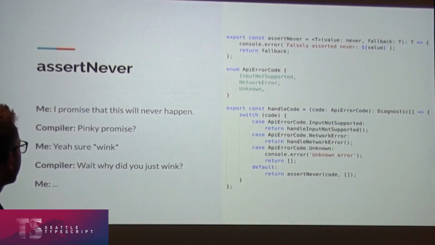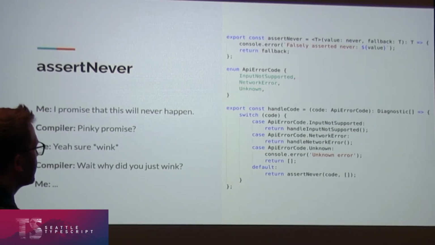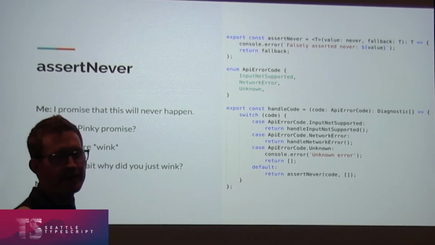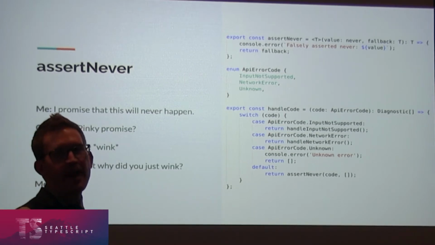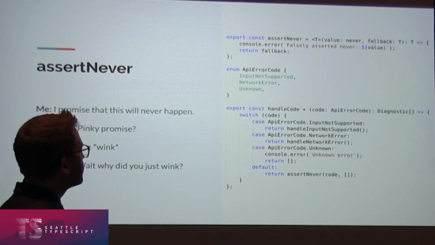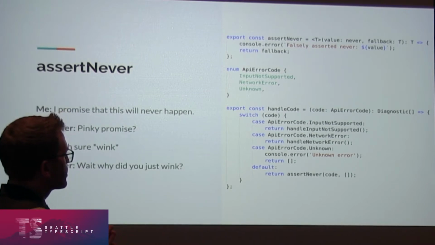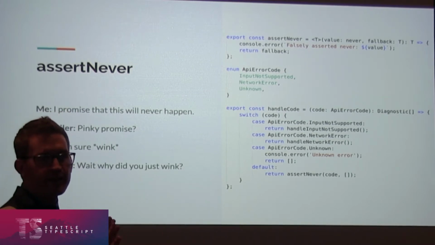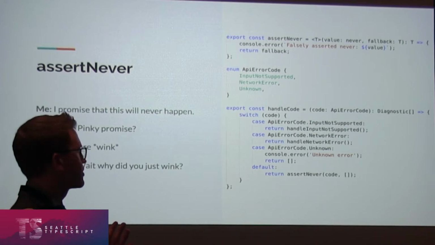So the first one is assert never. And this is using something called the never type in TypeScript. And never is something that is basically, you're telling the TypeScript compiler that this will never, ever exist. It'll never happen. And you can reduce types to never in your code using things like conditionals.